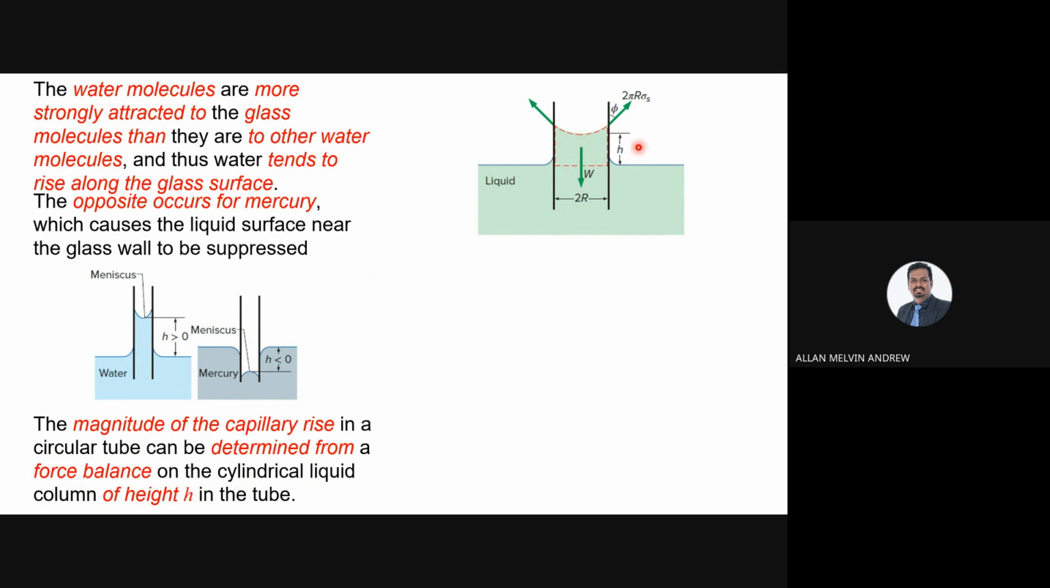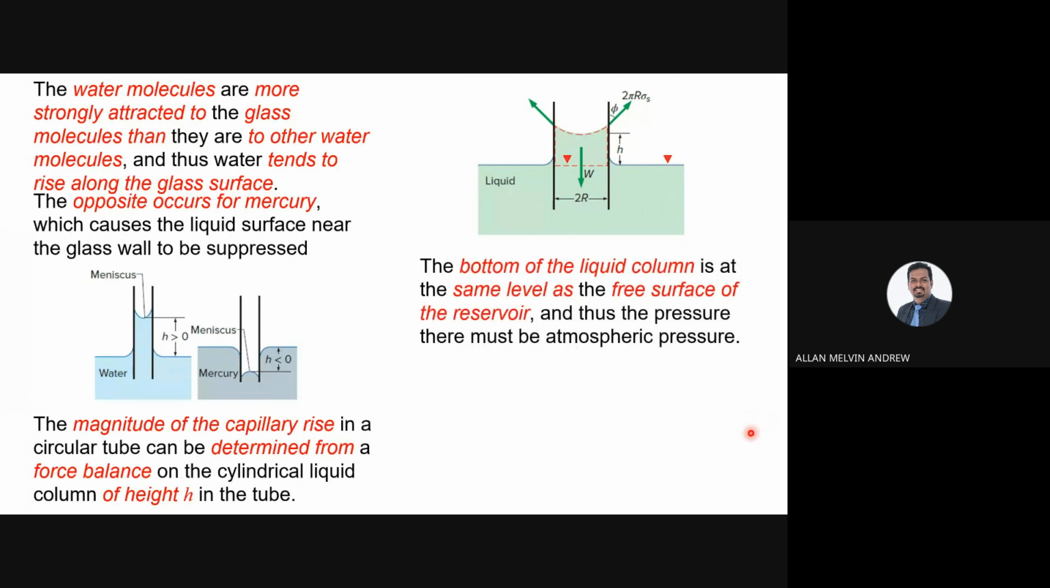So the height is h. Then you have the weight, and also the diameter of the tube. The bottom of the liquid column is at the same level as the free surface of the reservoir, and thus the pressure there must be atmospheric pressure. Since it is exposed to the atmospheric pressure, it will be the same at the surface level.